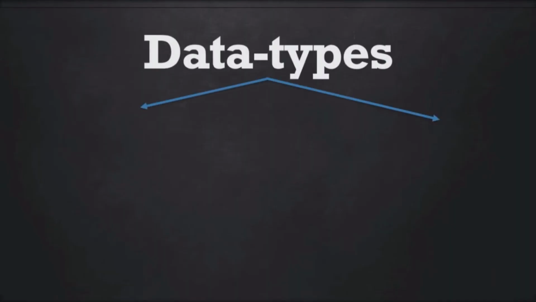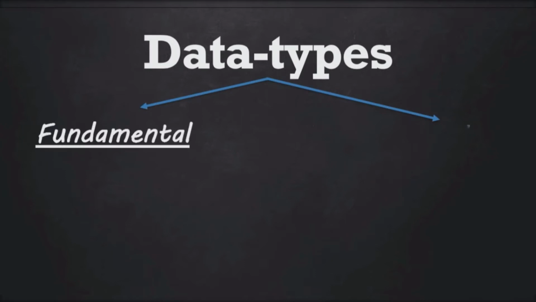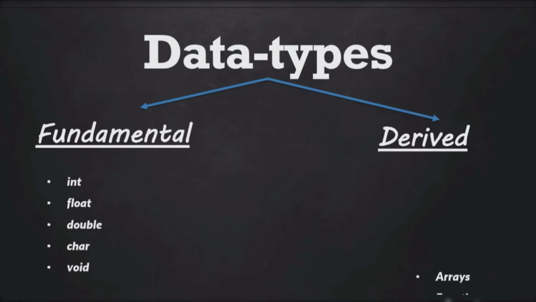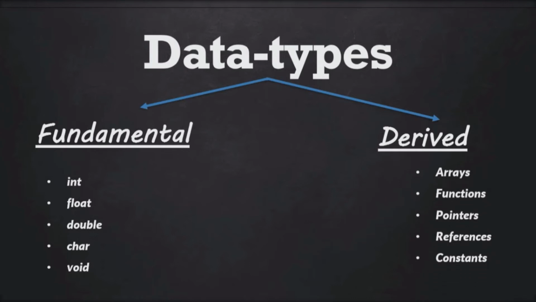Data types are means to identify the type of data and the associated operations for handling it. There are majorly two categories of data types, fundamental and derived. The fundamental consist of these and derived consist of these. There is also a third category, that is user defined data types. It consists of these types.